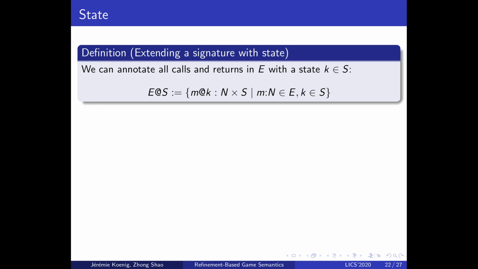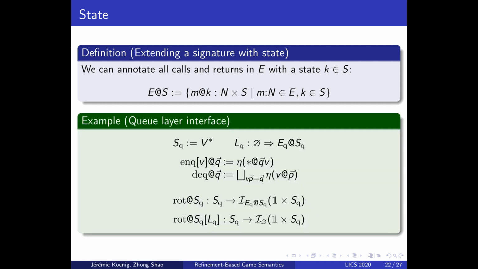But in CertiKOS, layer interfaces are specified using sets of abstract states. In this model, we can add the state by annotating every question and answer in a signature with a current state. Then the queue and array can be specified in the following way. For the queue, the states are just sequences of values. The specification doesn't perform any operations itself, so it can be modeled as a morphism from the empty signature.